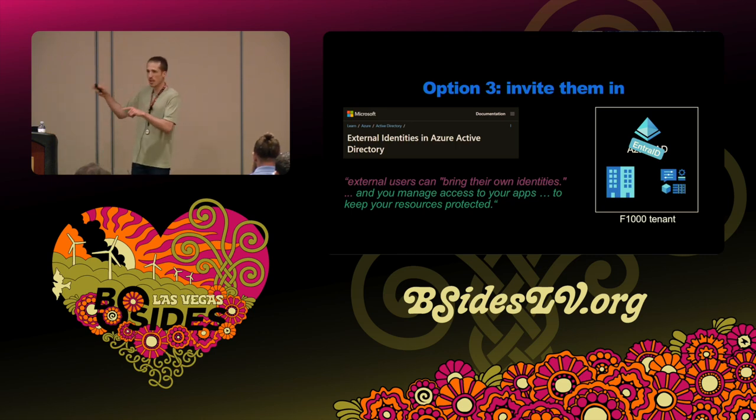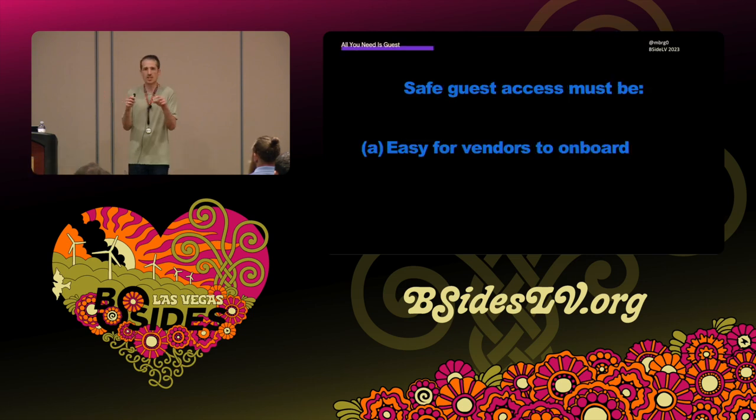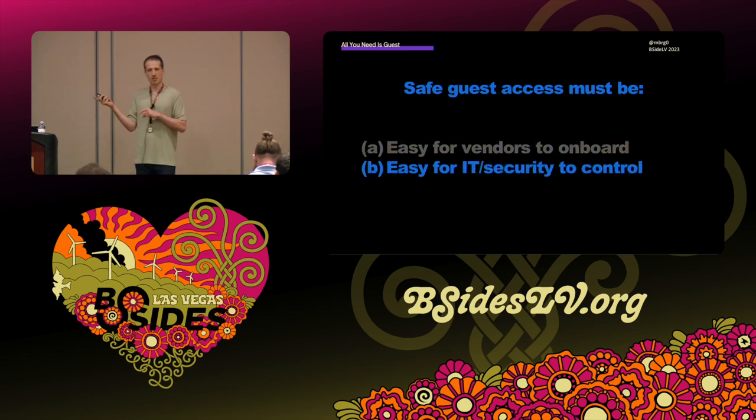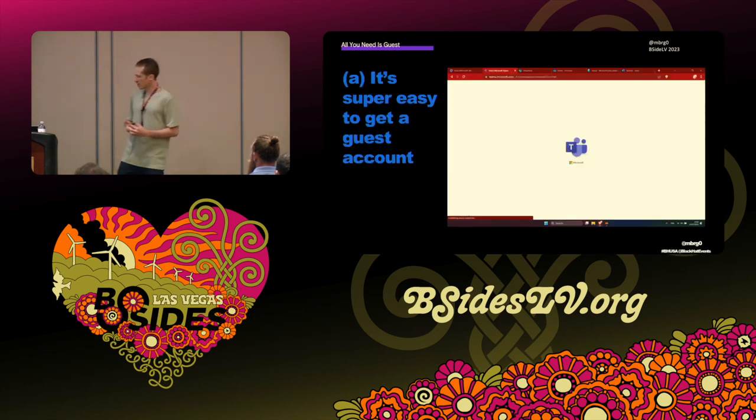In order for this mechanism to actually work, two things need to hold. One is that this needs to be very easy to onboard. Every vendor, every contractor uses a different thing. They need to be able to get on your tenant quickly. The second thing is that it of course needs to be easy to control, right? Because otherwise you've just invited a guest into your tenant. I mean, what could happen? Let's try and figure out these two things. So the first thing.